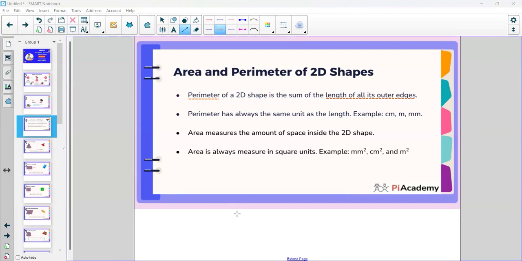Exactly. Very good. Perimeter is nothing but simply adding up all the lengths of the outside of the shape. That's it. Perimeters always have the same unit as the length, so the units of perimeter are centimeters, meters or millimeters. Now note down, when we talk about area, there is a slight difference. Area measures the amount of space inside any 2D shape. Suppose I consider any simple 2D shape, let's say a square. Now, what is the area of the square?